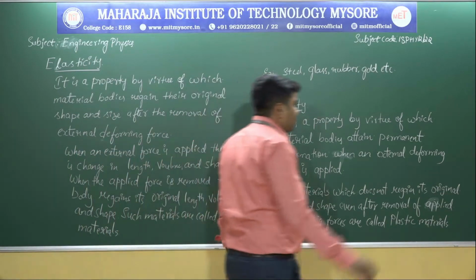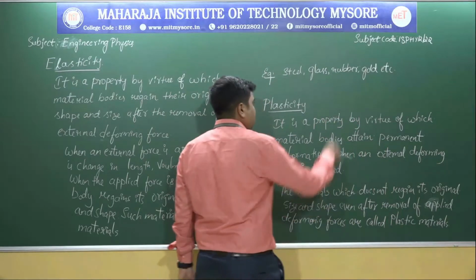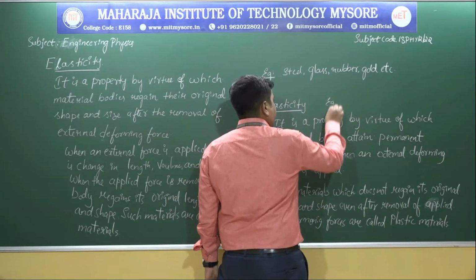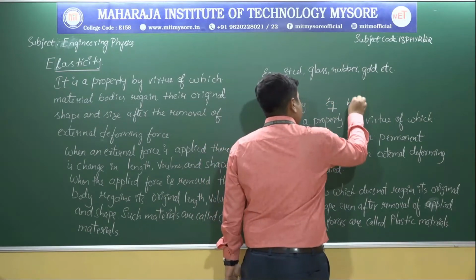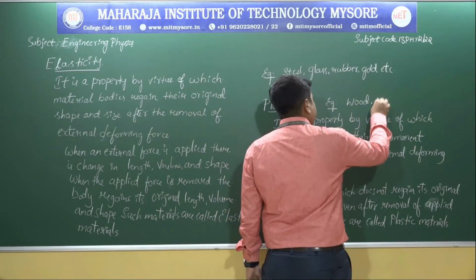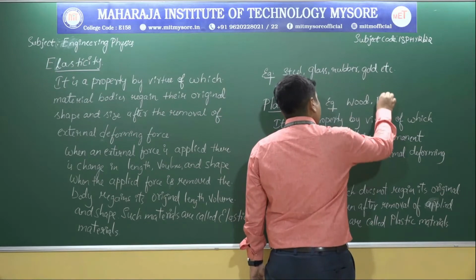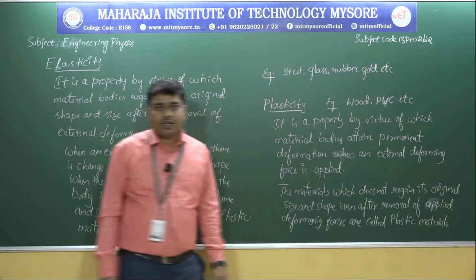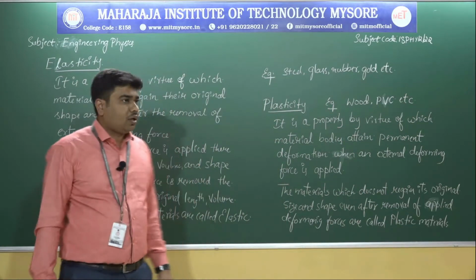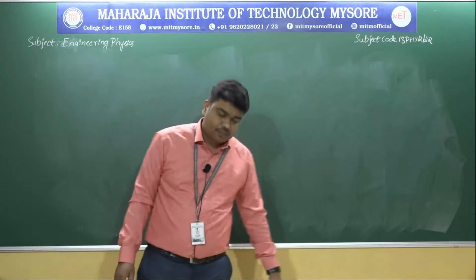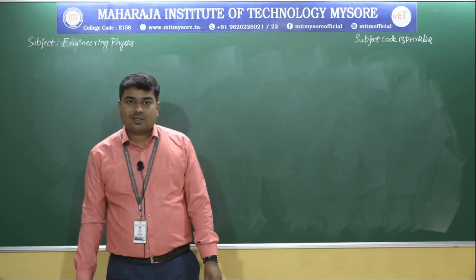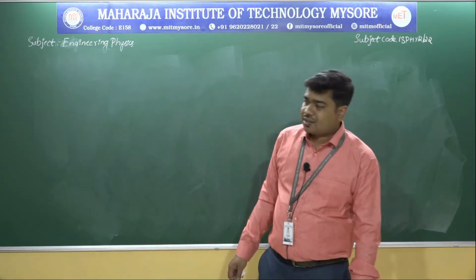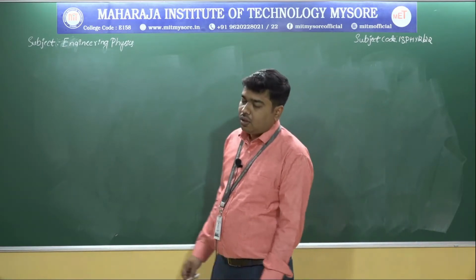Some examples of the plastic materials are, you can write examples is wood, PVC, etc. So, these are some of the examples of the plastic materials. We will discuss two topics. One is called as stress and second one is called as strain. Now, what is meant by stress and what is meant by strain?